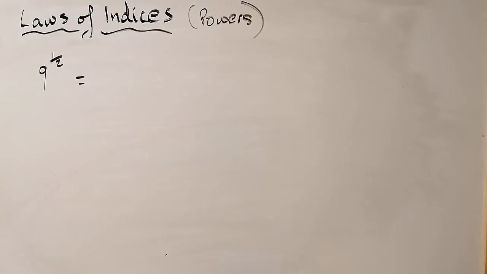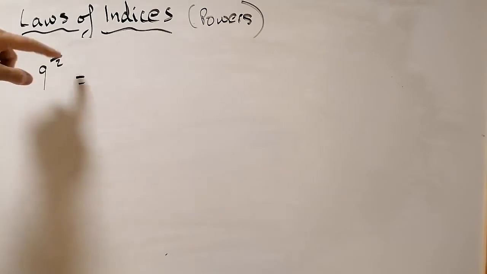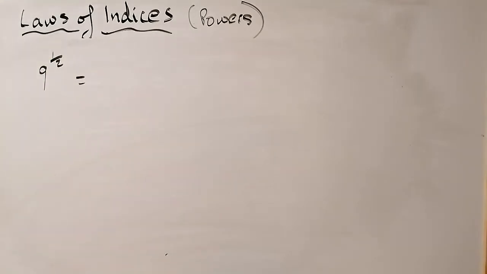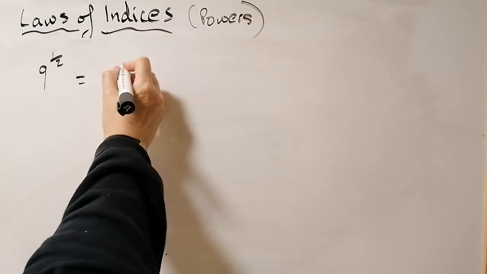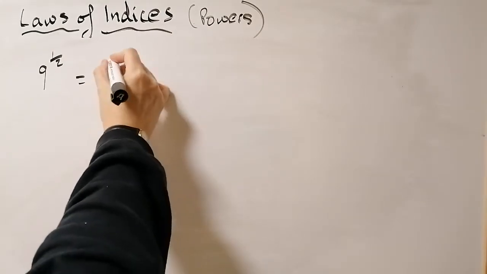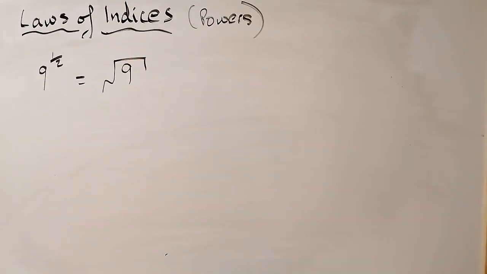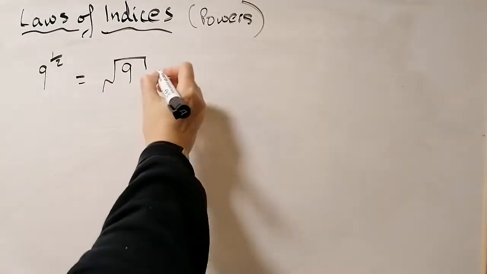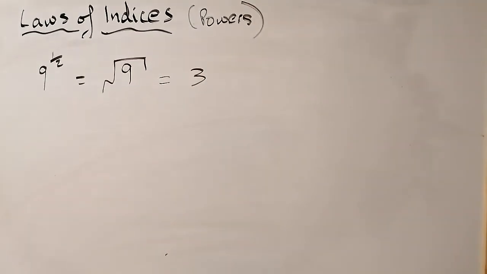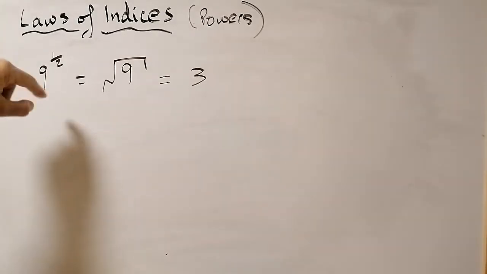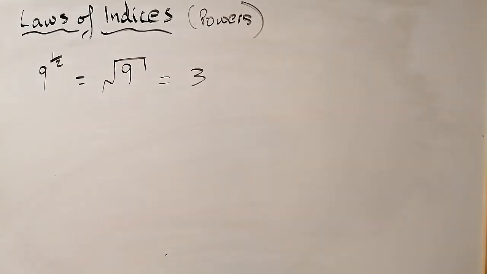Now when we come to fractional indices, where the index number, or the power, is a fraction, there's a little mathematical language going on here. If we have 9 to the power of a half, what that means is the square root of 9. And if we evaluate that, the answer must be 3. So this here turns into a square root sign.